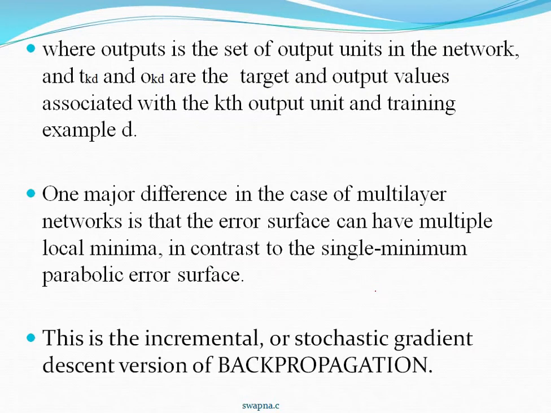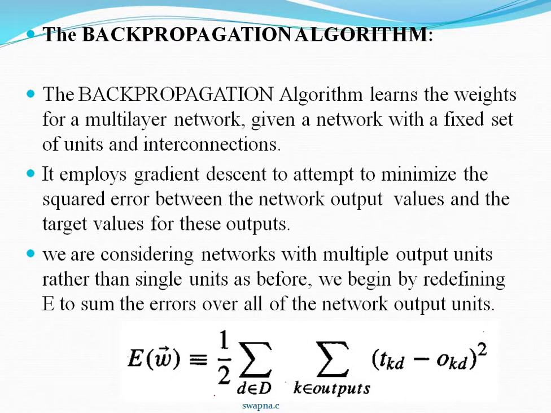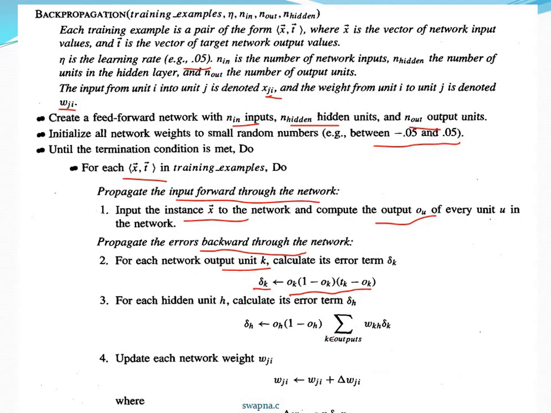What is the error formula? This is the error formula for back-propagation: the summation over all the training examples and the summation over all the output units of the squared difference between the target output, or desired output, and the simulated output. By taking the derivative of this, it is represented like this. That is what we got.